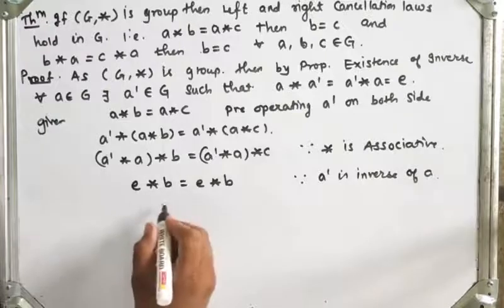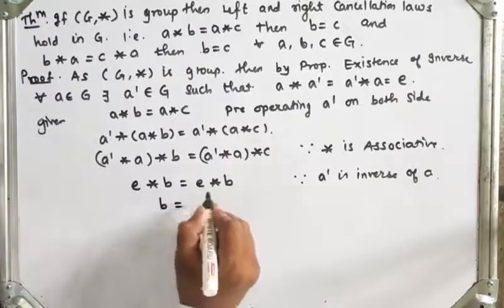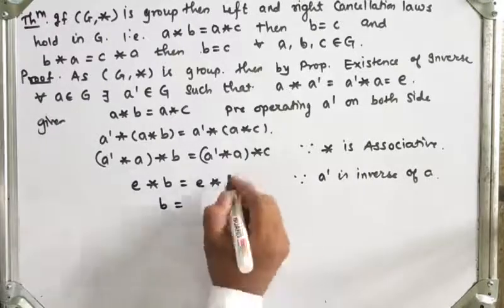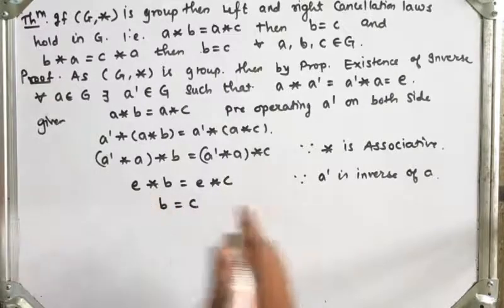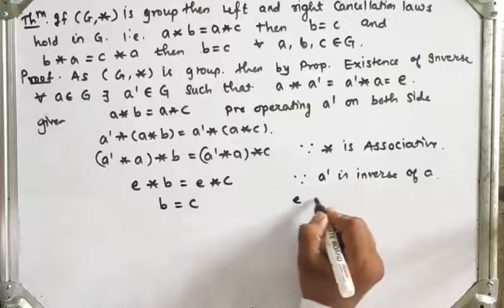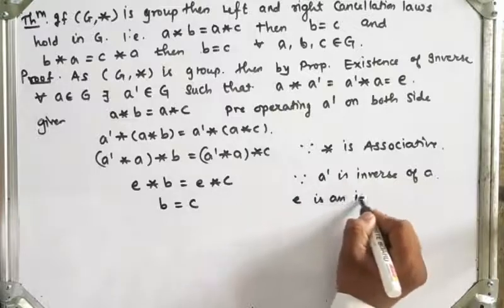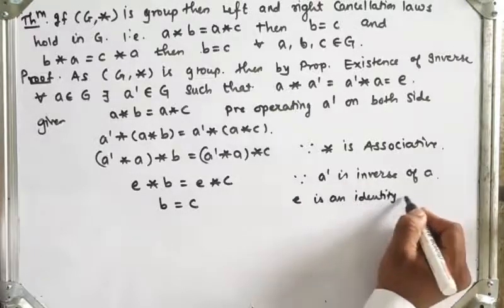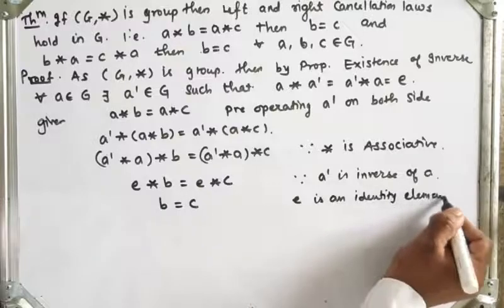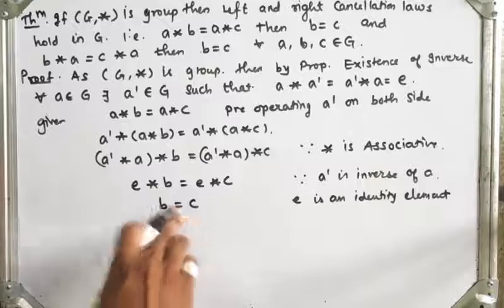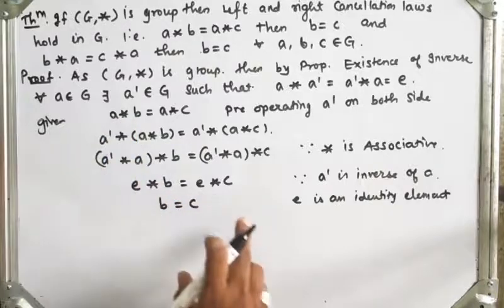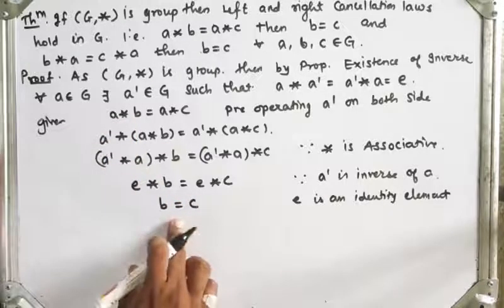So E star B is equal to E star C. What is the property? E is the identity element, so B is equal to C. So what is given? A star B is equal to A star C. Then finally I get B is equal to C.